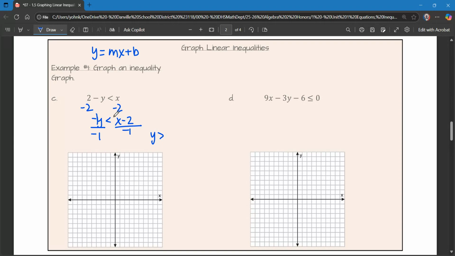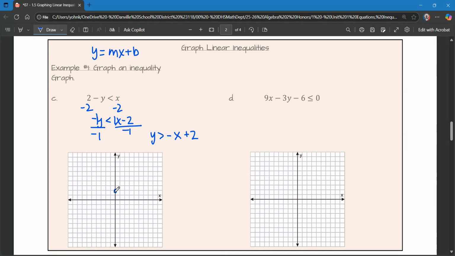And then I have 1 divided by negative 1 is negative x, negative 1x. And then negative 2 divided by a negative 1 is a positive 2. There are lots of places to make this incorrect, so make sure you're dividing by negative so you flip the inequality. And then you're taking each of the things on top and dividing by negative 1.